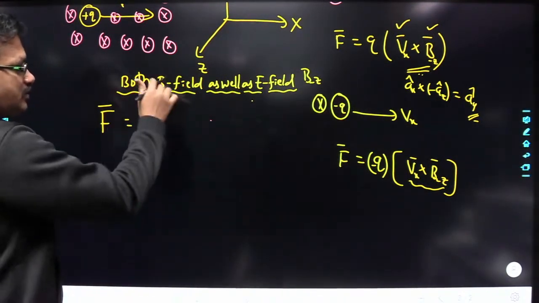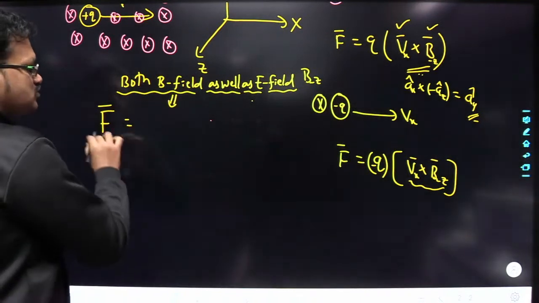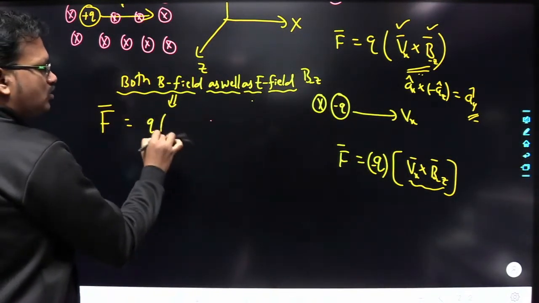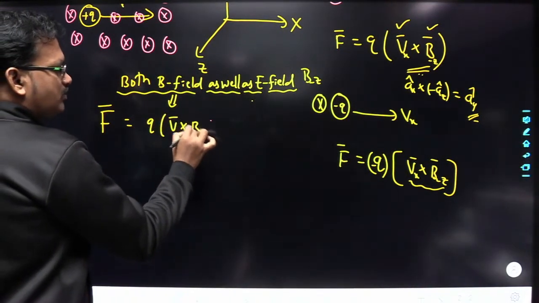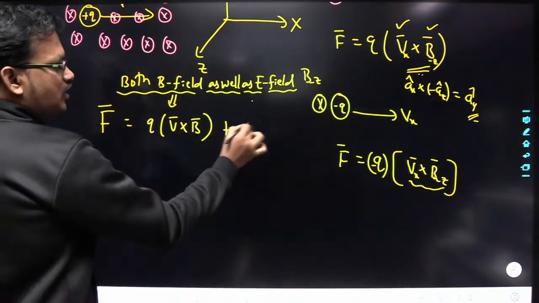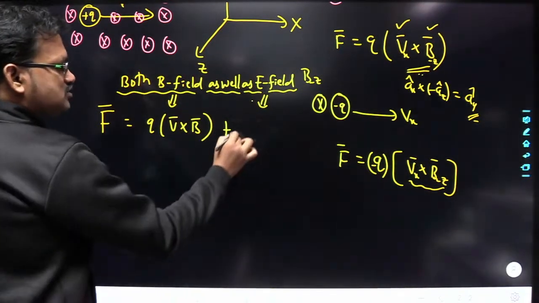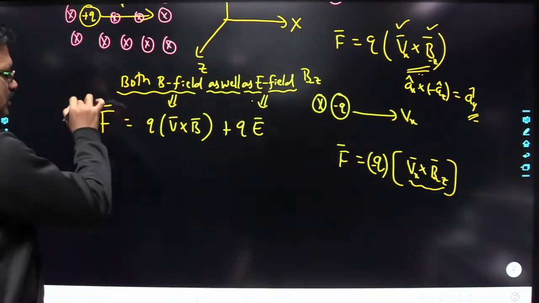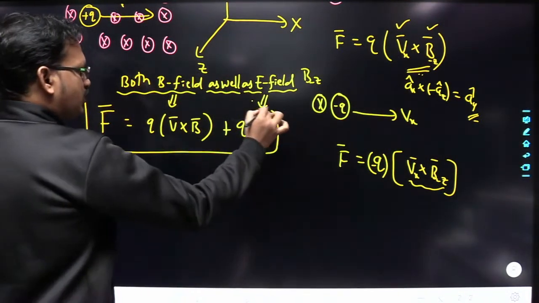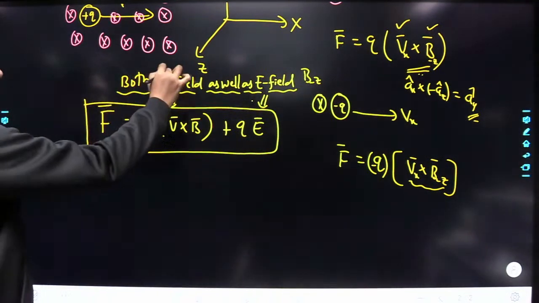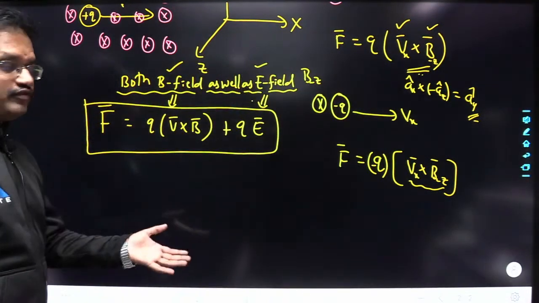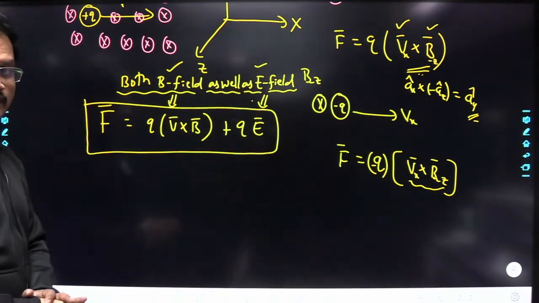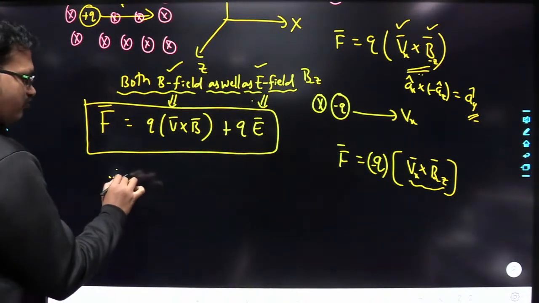See, due to B field, what is the Lorentz force equation? F bar is equal to Q into V bar cross B bar, plus due to electric field, what is the Lorentz force equation? Q into E bar. So this is the Lorentz force equation for both B field and electric field. If both the fields are present, then you have to write in this manner.